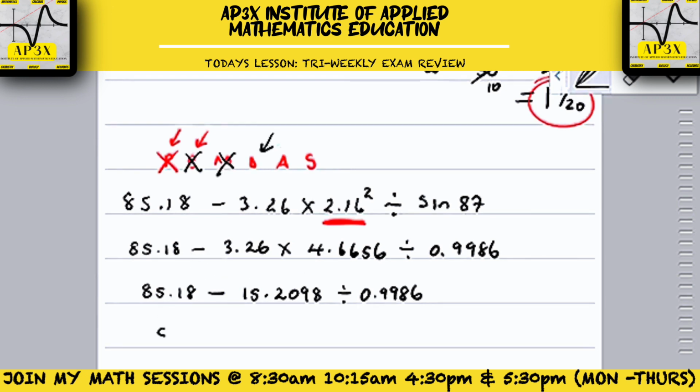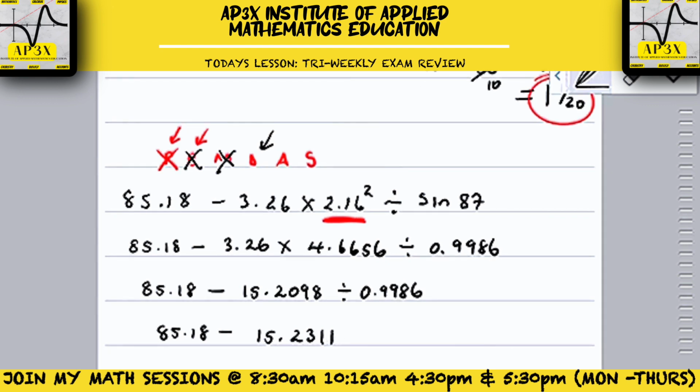So therefore we'd have to rewrite the 85.18 and take away the quotient of this result here. So therefore we have 15.2098 divided by 0.9986, and we should end up with an answer, say here, of 15.231. All right. And I'm not really rounding off, guys. I'm just writing a bunch of decimal places. As I said, the more decimal places you have, the more accurate your answer is going to be.